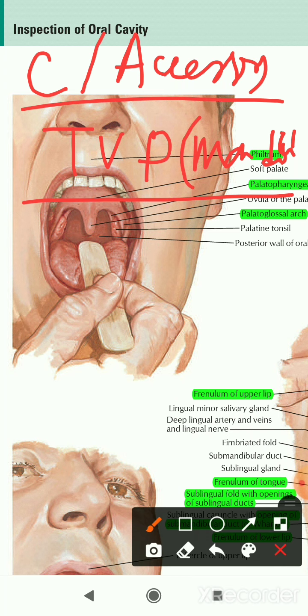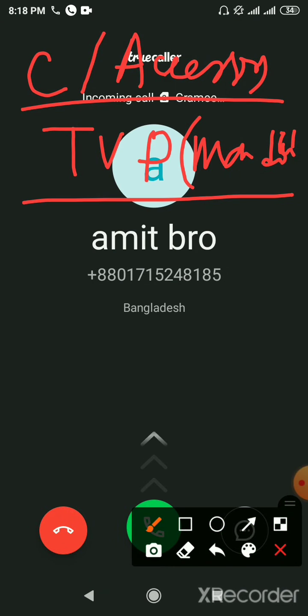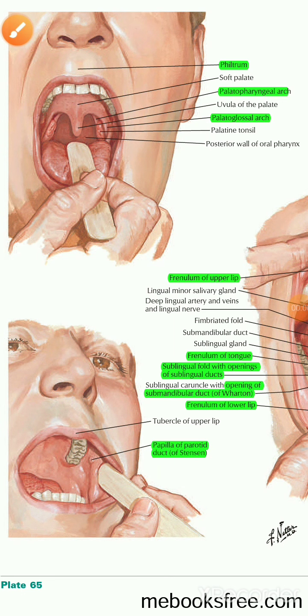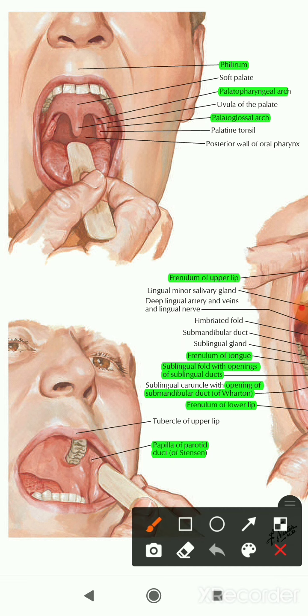Sensory supply is again divided into general sense and special sense. General sense means the sense of pain, touch, temperature, and special sense means some special sensation that is carried by the palate, that is the taste. The general sensation, pain, touch, temperature, will be carried by greater and lesser palatine nerves, as well as the long sphenopalatine and glossopharyngeal nerves.